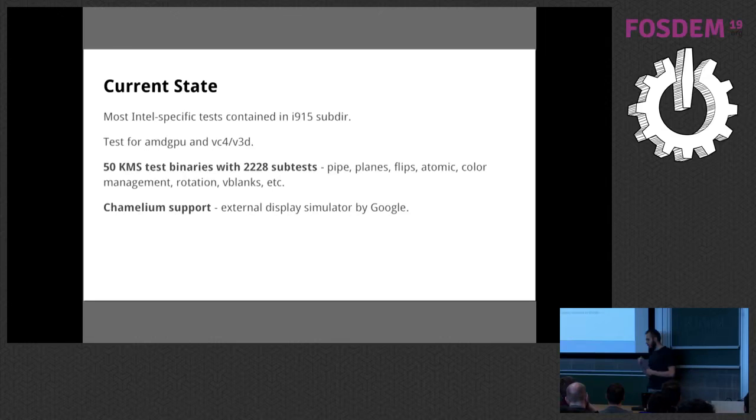And most of that stuff we read back through CRCs, or you can use Chameleon, which is a display simulator by Google. So it's an FPGA with a couple of serializers that you can use to read out the DisplayPort or VGA directly. And most of the tests can be used on quite a bit of hardware. There are a couple of issues with CRCs on certain platforms, but I think I have something on that later. And this is pretty good. I think the majority of those 2,000 subtests can be used.